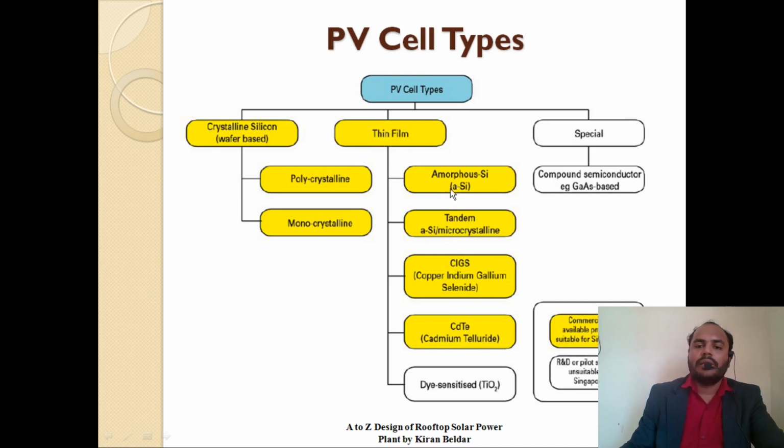Here we are classifying totally 5 ways. One is amorphous silicon, next is tandem, that is a microcrystalline structure. Third is CIGS, that is copper, indium, gallium and selenide. Fourth is cadmium telluride, and fifth is dye-sensitized TiO2 type of material.